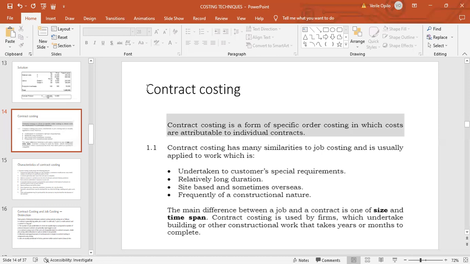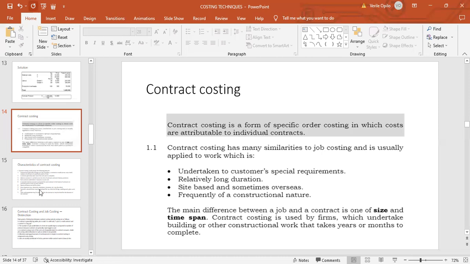That contract costing is a form of specific order costing in which costs are attributable to individual contracts, and they are usually undertaken to the customer's special requirements. They usually have a relatively longer duration, and they are also site-based. You see that you usually go to the site of the client, wherever their land is, for example, and that is where you're going to construct the building for them, the bridge for them, or whatever your contract is all about. And you say that mostly it is of a constructional nature.